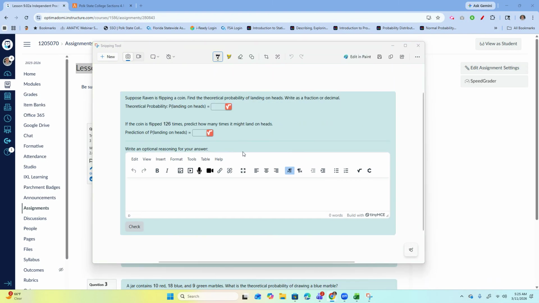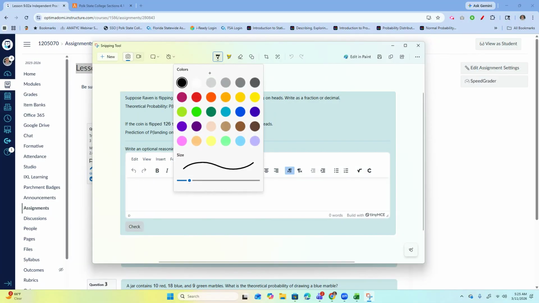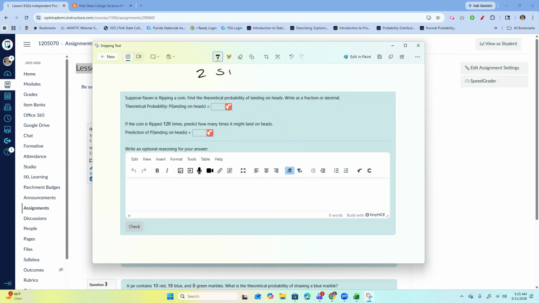In problem number two here we're flipping a coin. A coin has two sides, and one side is head and the other side is tail. Now, what's the probability that you land on head? The theoretical probability: out of the two sides, only one side is head. So that will be 1/2.